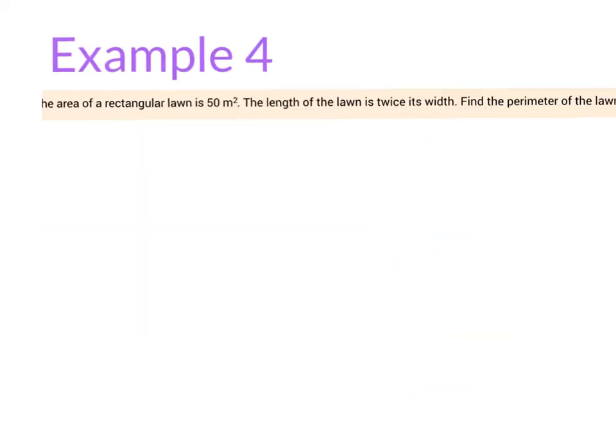Okay, example 4, I suppose, is what we've kind of been looking towards getting to, like a proper question. So let's have a read of it. The area of a rectangular lawn is 50 metres squared. The length of the lawn is twice its width. Find its perimeter. So hopefully you know by now that with anything like this, the best thing you can always do here is to draw a rectangle.